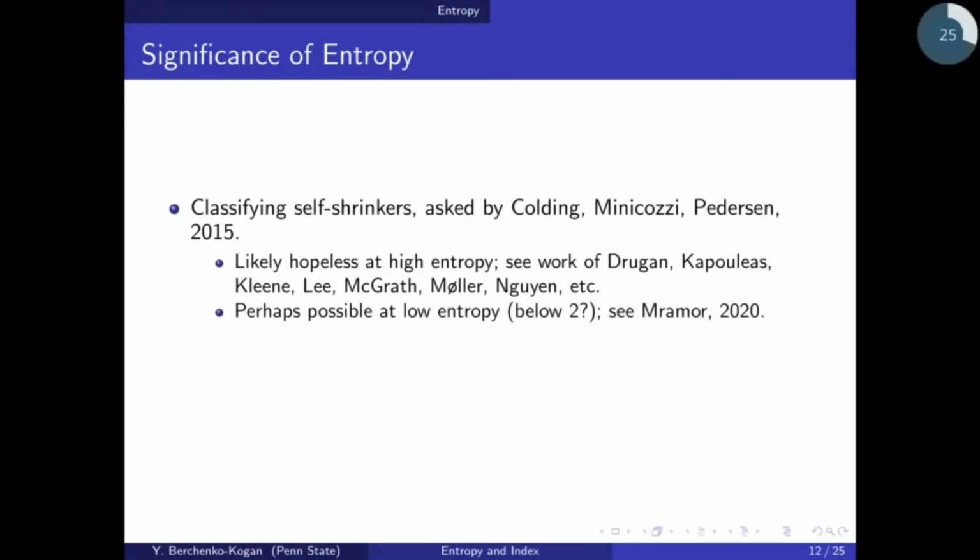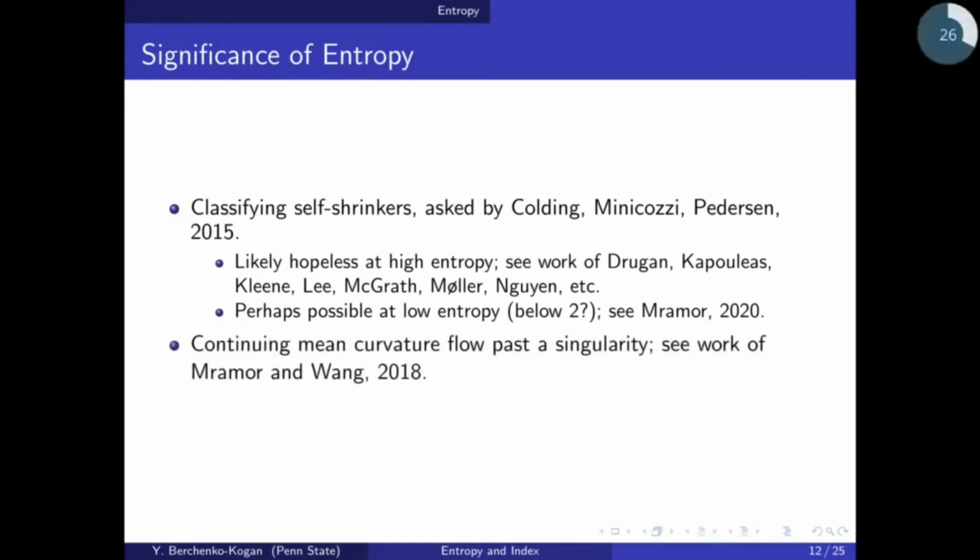On the other hand, some recent compactness results suggest that it should be possible at low entropy. Maybe the boundary is 2. So perhaps below entropy 2 there should be relatively few self-shrinkers, and maybe we will be able to somehow classify them.